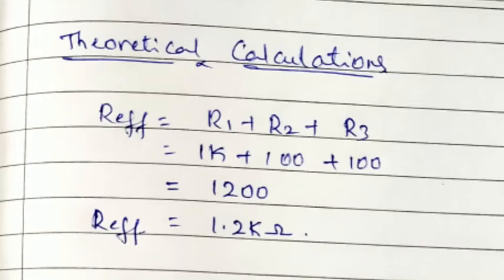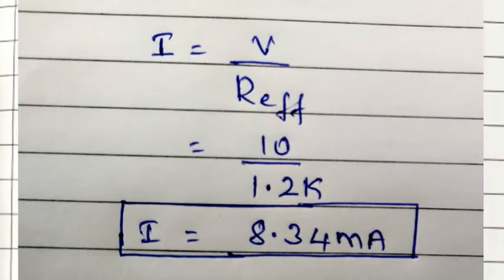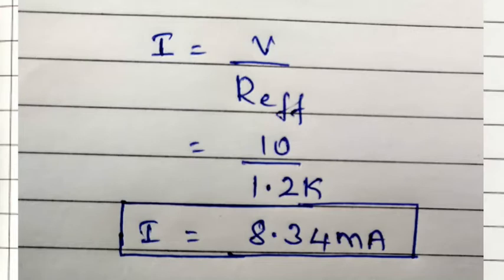Next, to find the main current in the circuit, we have the formula I equals V by R, by making use of Ohm's law. The R effective here is taken as 1.2 kilo ohm. The value of voltage I have just taken as 10 volts. By substituting the voltage and the effective resistance, we get the total current, I equals 8.34 milliampere.